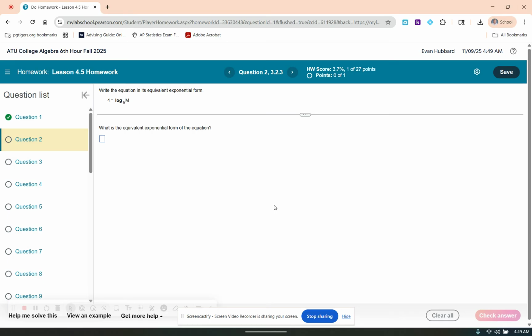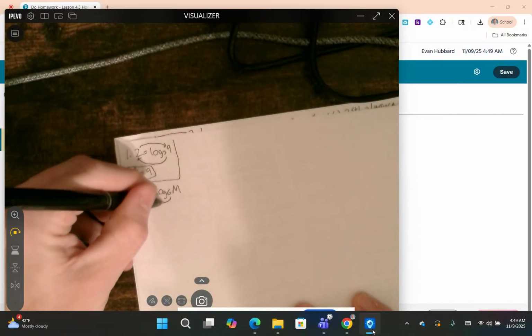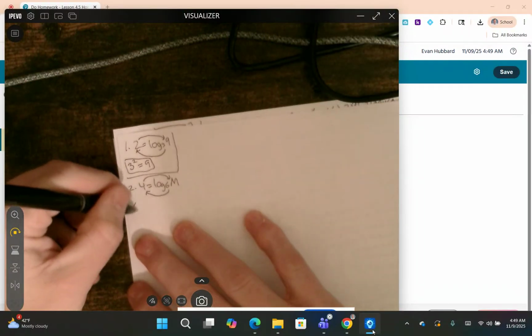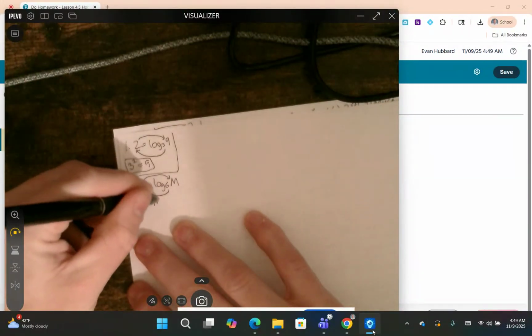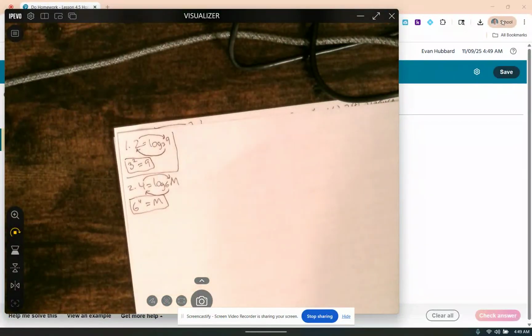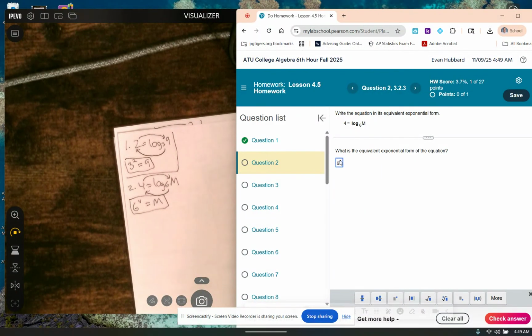Number 2, we have 4 equals log base 6 of m. So we're going to start with the 6 as the base. And so you're going to do 6 to the power of 4 equals m. So 6 to the power of 4 equals m.